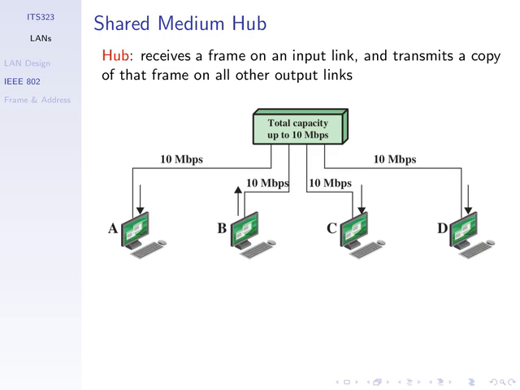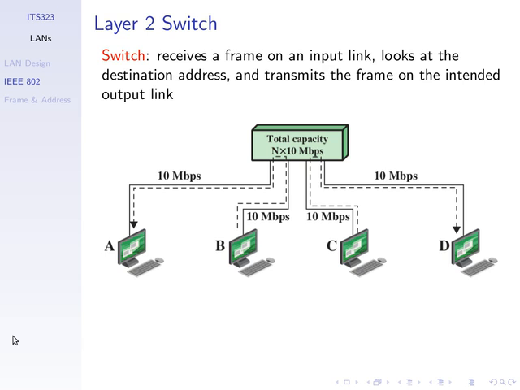Then there was an improvement made, and we have the same topology, but the central device does something different. A hub sends to all output links. A switch sends to just one output link. Same topology. Same speed of links, 10 megabits per second.